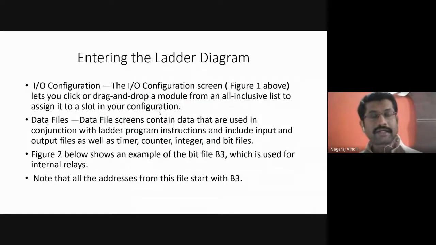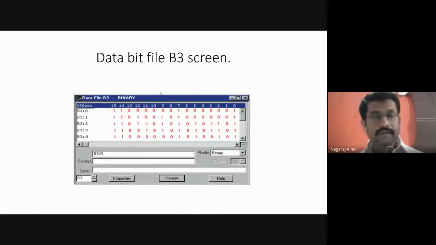Then there are various data files. Data file screens contain the data about the ladder diagram. They contain the data about the ladder diagram instructions, about the input output files, about the timers, counters, integer, bit files. All this data is stored in these data files. There is one more figure which shows the bit file B3, which is used for the internal relays. Just now we discussed internal relay bit storage while discussing the first topic of today's discussion, internal relay bit storage or internal outputs. So for that bit storage, this is how it is stored.